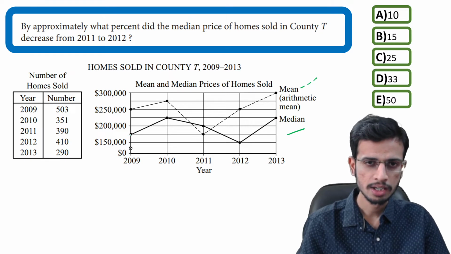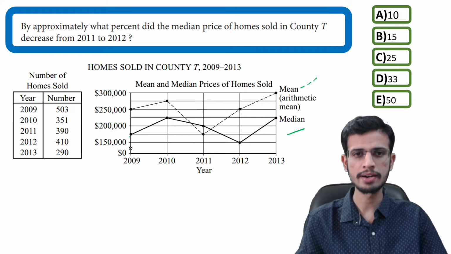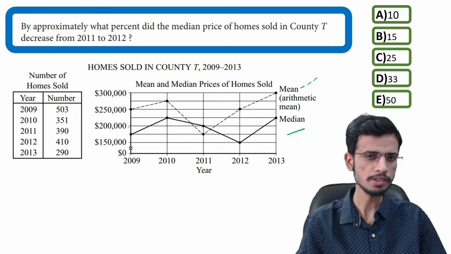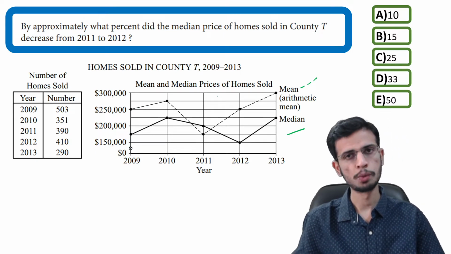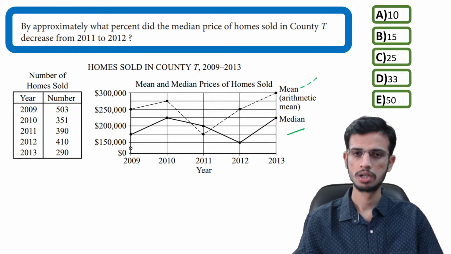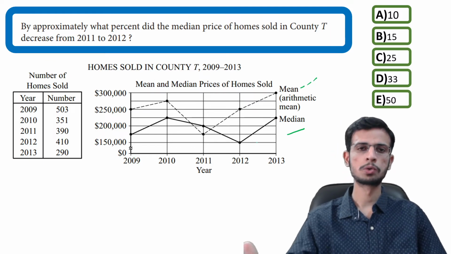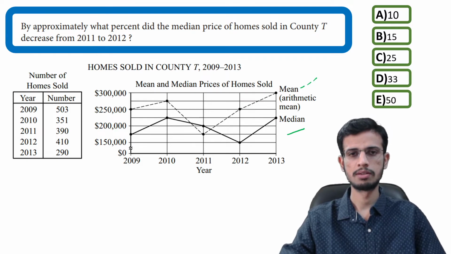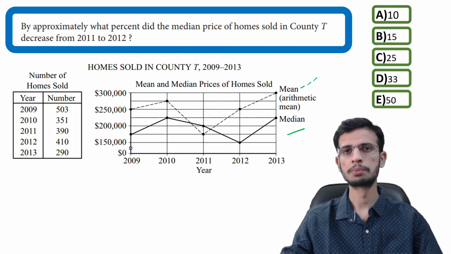So in 2009, we can say the median price is about $175,000. Data is given to us, a dotted line for the mean value and a solid line for the median value, for these 5 years. You can go through the data, read it, and see the difference between mean and median. They can ask you any question from the data.